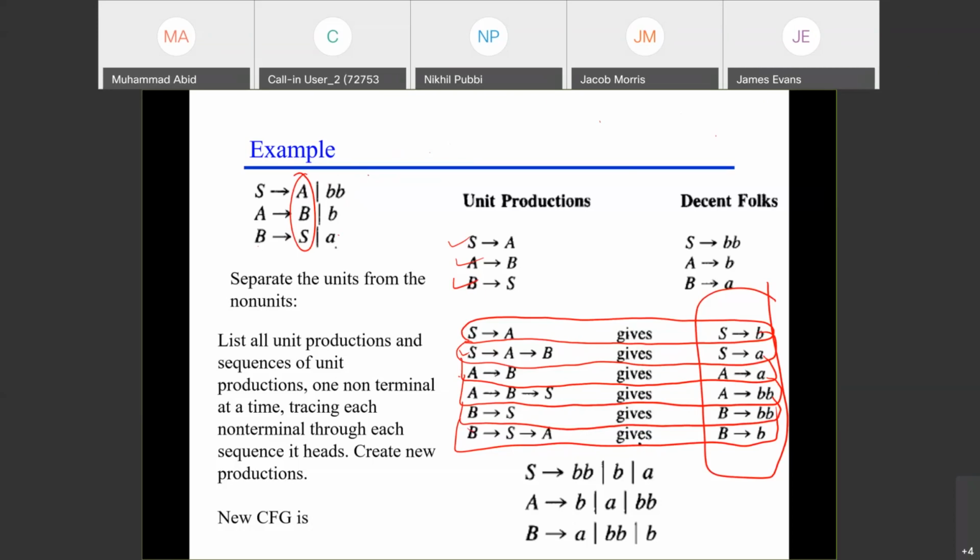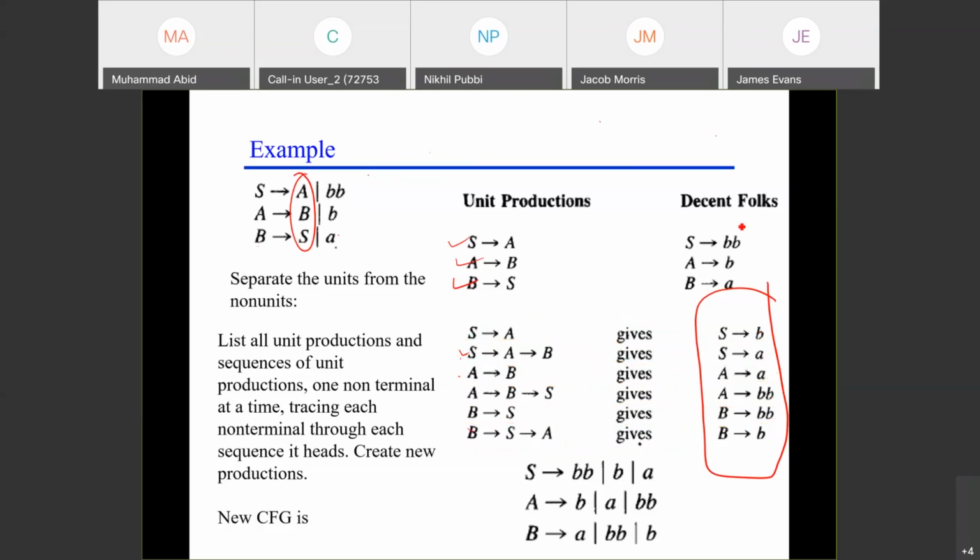Now look at this one. So we write all these things as they are. S can be replaced by BB. BB is here, and this will be deleted. And look at this one. These 2 production rules are S. So we write B and A here. So this will be deleted. A can be replaced by B from here. And then look at this one.